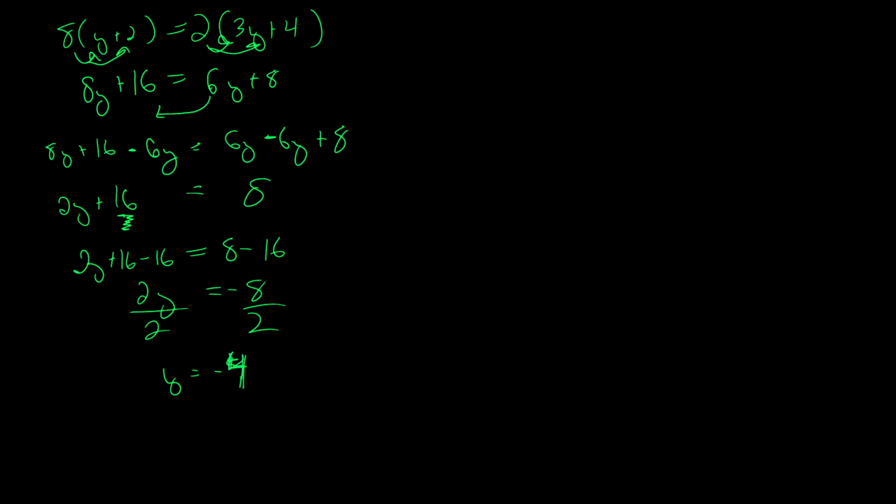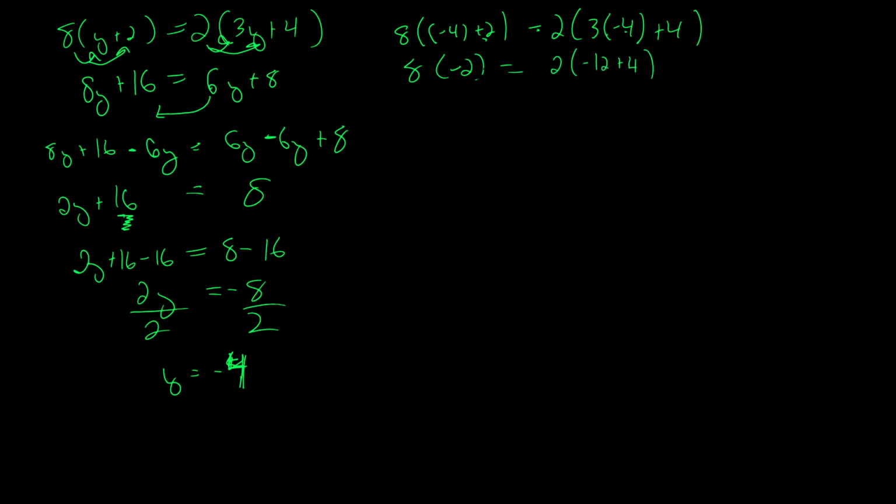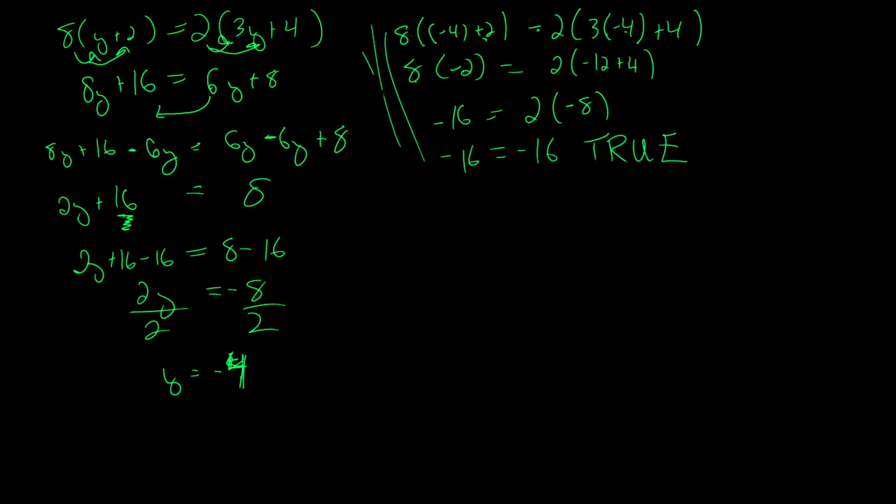Well, let's test that. So 8 times negative 4 plus 2 equals 2 times 3 times negative 4 plus 4. And so negative 4 plus 2 is negative 2. And let's see, 3 times negative 4 is negative 12. And so 8 times negative 2 is negative 16. And what is this? This is 2 times negative 8. Or negative 16 is equal to negative 16. Hey, it's true. And we check to make sure it was true.